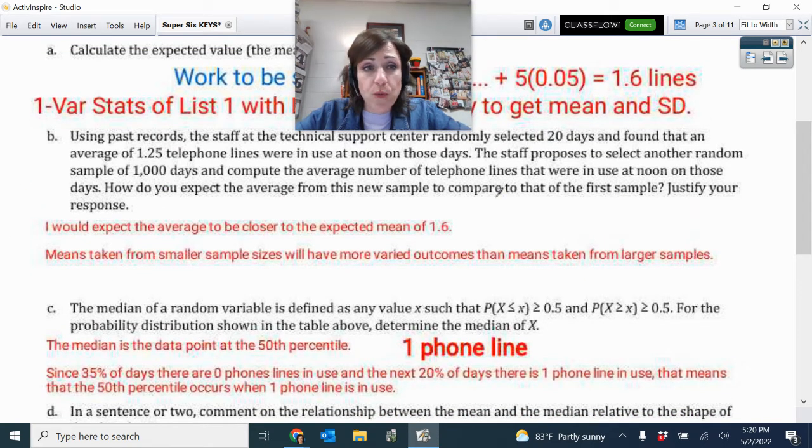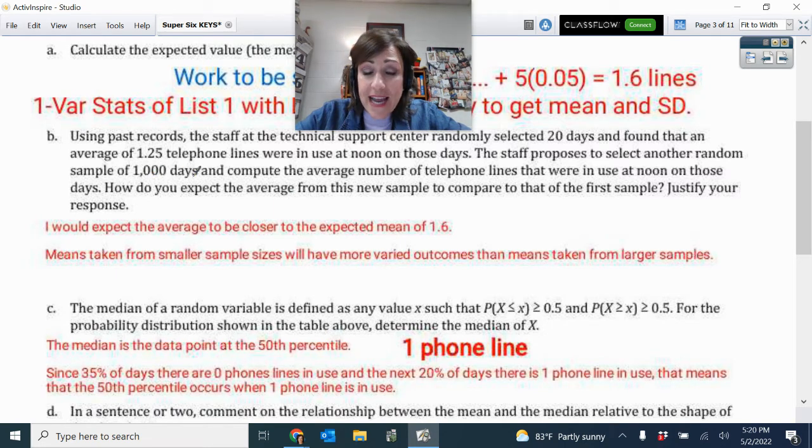Okay, so then here we had, now we're going to do 20 randomly selected days. So here's this idea of getting several of them. They found 1.25 telephones were in use. So the staff proposes to select another sample of 1,000 now.